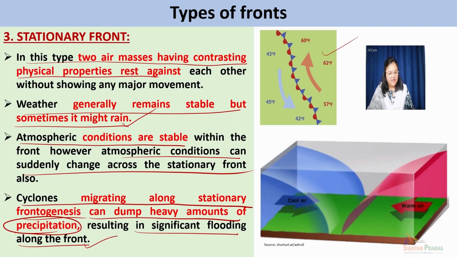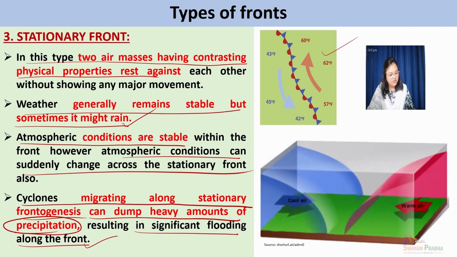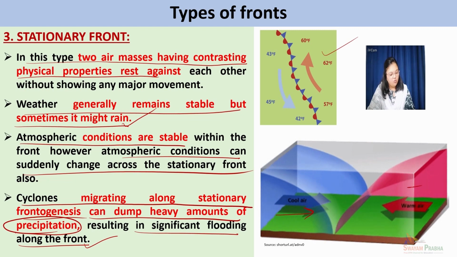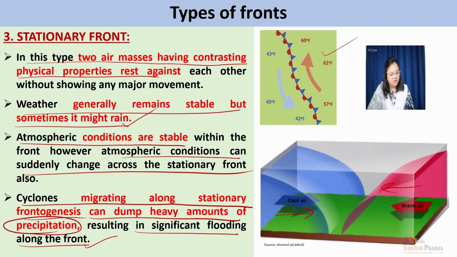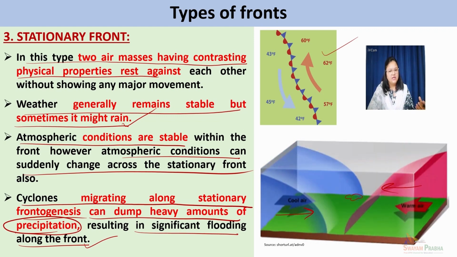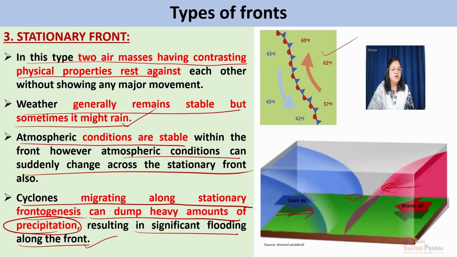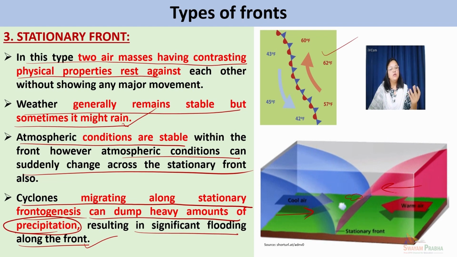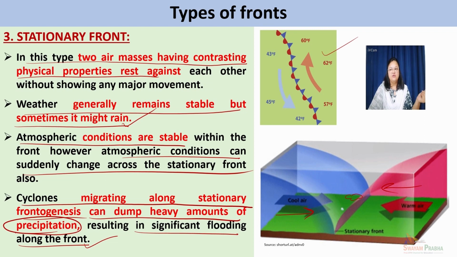So as you can see in this diagram also, and the animation, the cold air and warm air are resting parallel to each other, leading to the creation of stationary front with very little precipitation in these areas, but may quickly turn into either cold front or warm front, depending upon which particular air mass becomes aggressive along the stationary front.